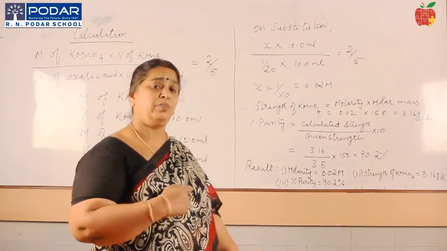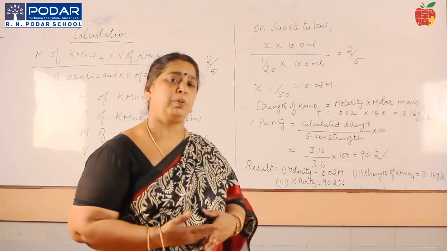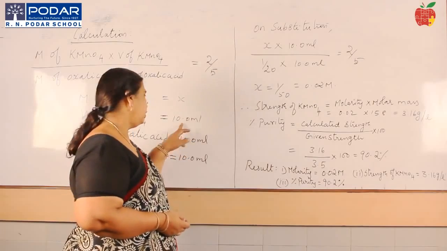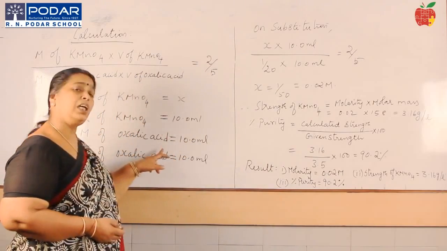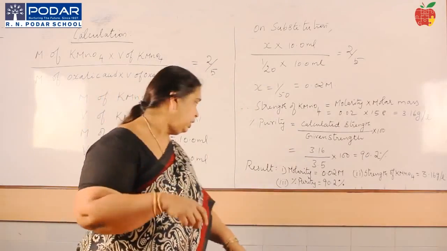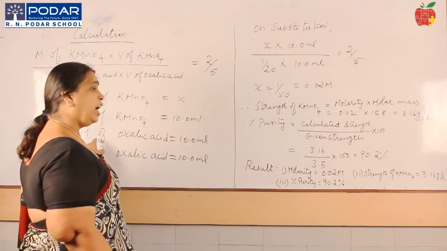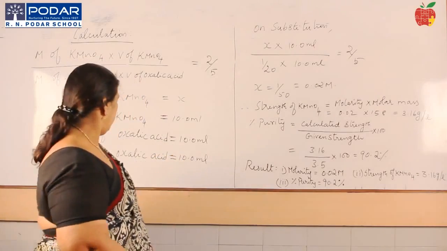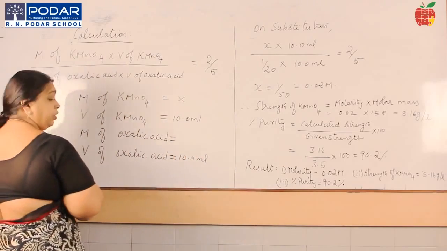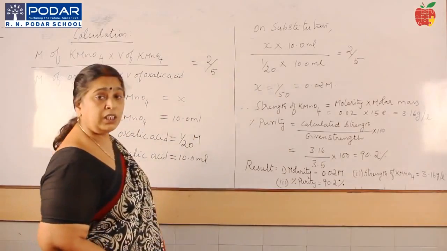Volume of KMnO4, as I wrote in the table, is a hypothetical value. As if I got 10, I have mentioned in the table, so I am writing 10 here. If you get 10.1, you write 10.1. If you got 9.9, you write 9.9, whatever value you get, you fill it in here. Then for oxalic acid, the pipetting value is the 10 ml which you pipetted out, so you write 10 ml as the volume of oxalic acid, and the molarity of oxalic acid will be 1/20 molar.